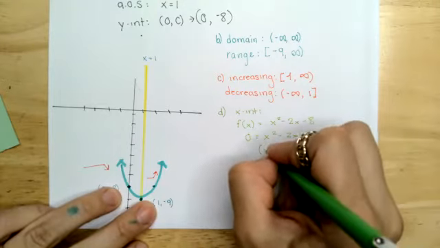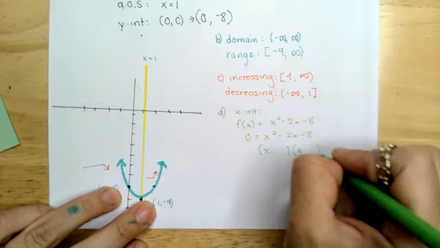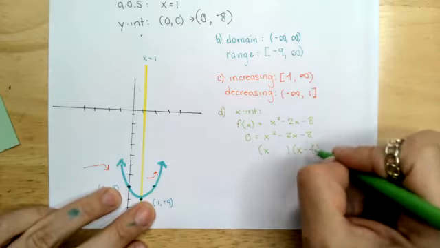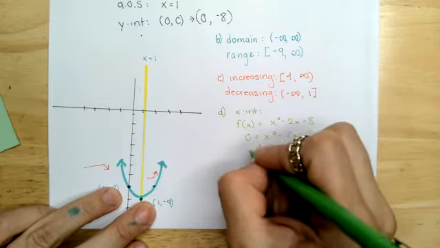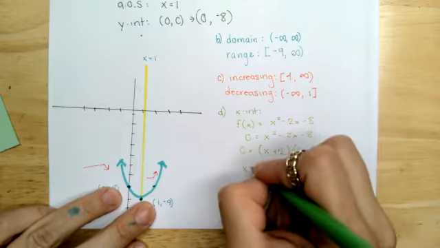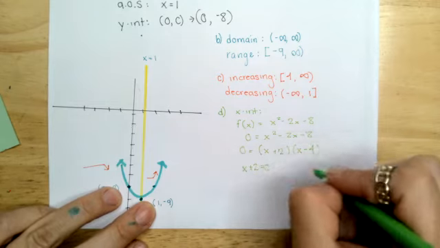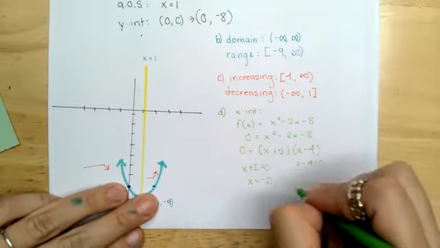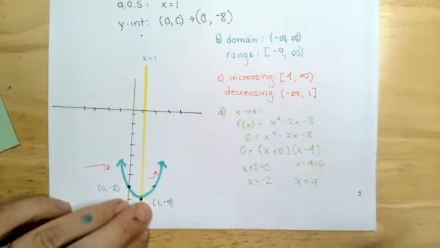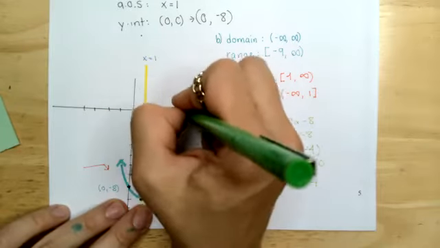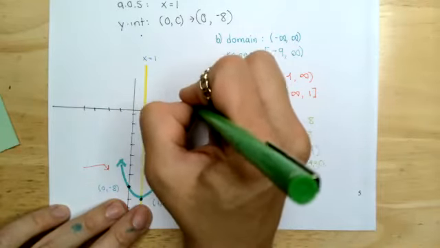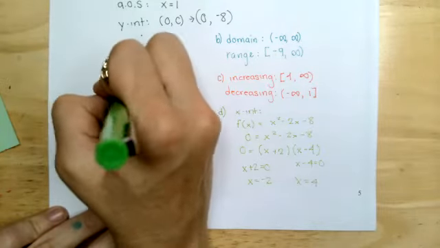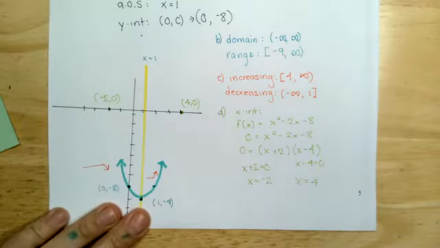You can kind of guess around, but if I want to, there'd be a -4, +2, right? X plus 2 is 0. X minus 4 is 0. X is -2. X is +4. So my x-intercepts are 4, 0, and -2, 0. Good.